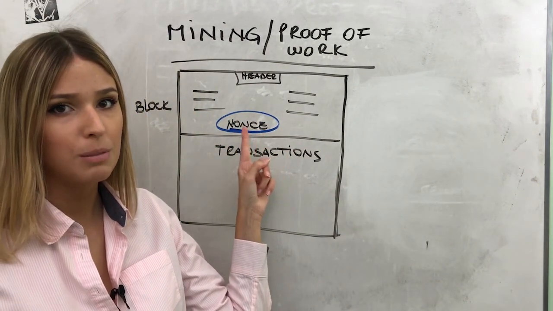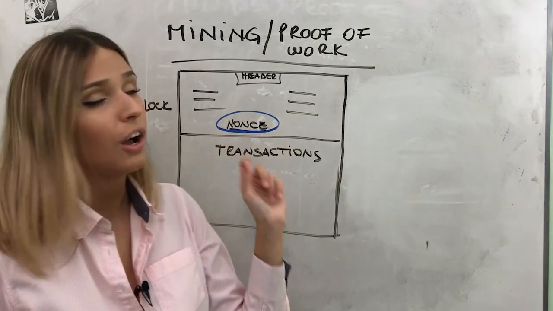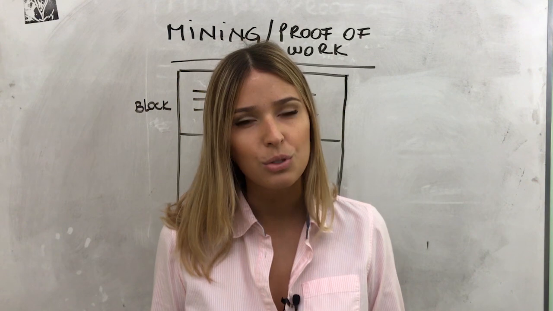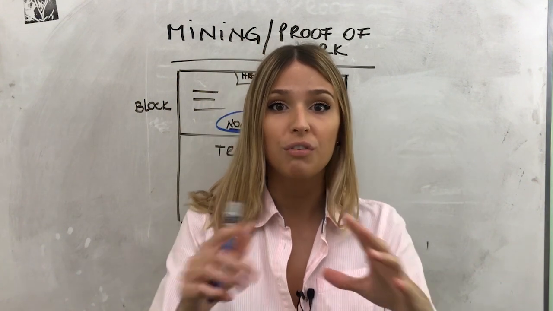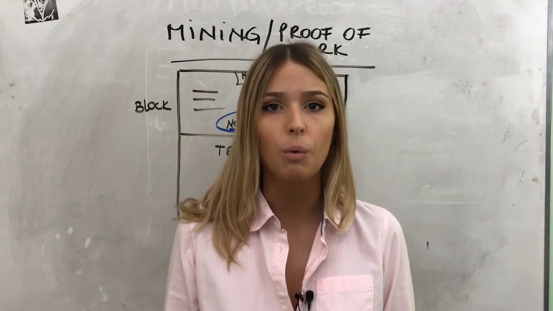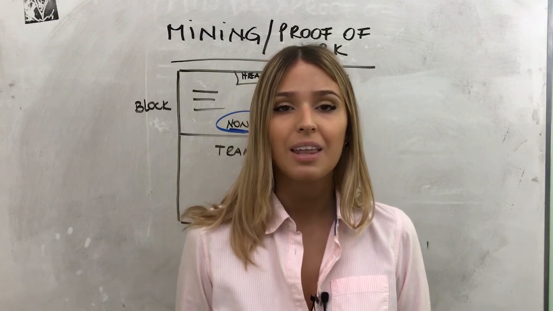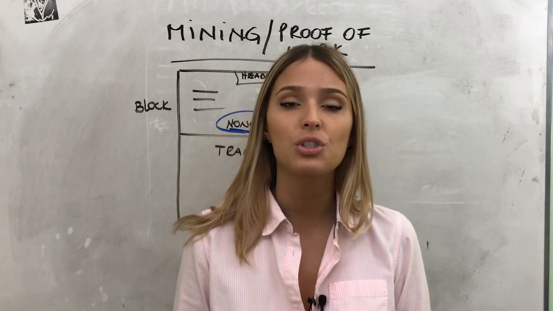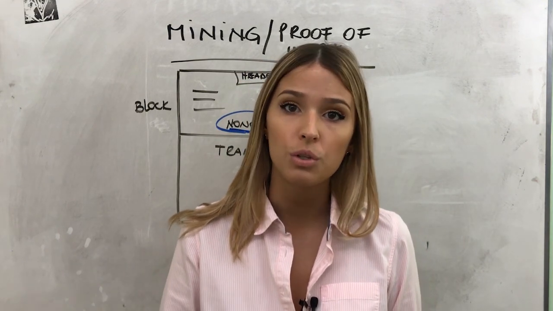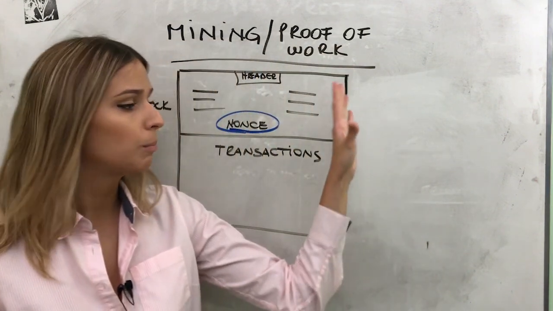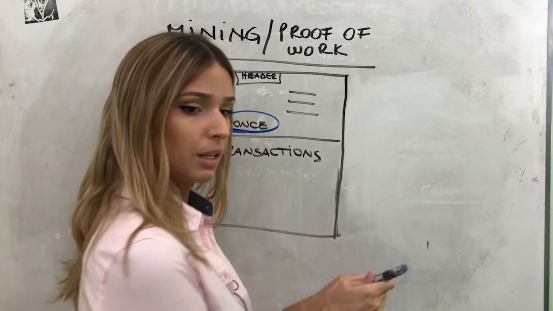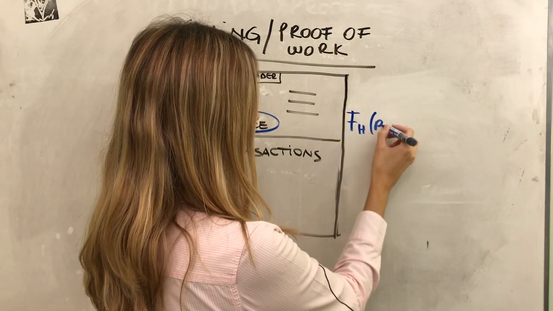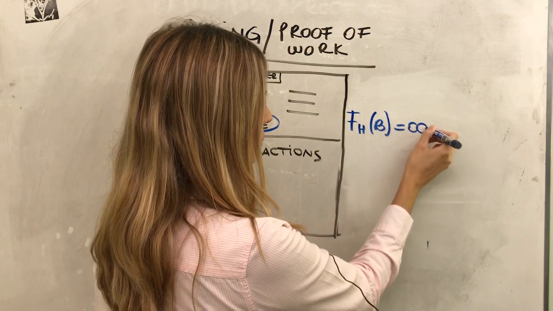Okay, I told you before, this piece of information is added in the header of the block. They have to guess this nonce, and this nonce is what allows the hash of each block to look in a particular way. And that particular way is that it has to start with a certain amount of zeros. So let's say that this block is called B. The hash function of B has to start, let's say, with 4 zeros.